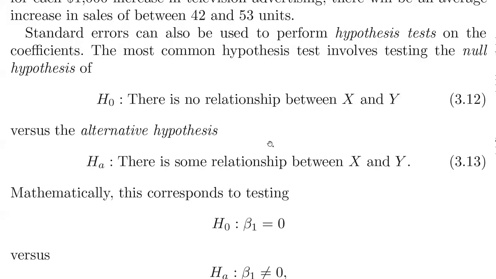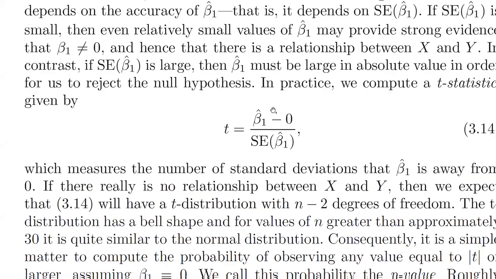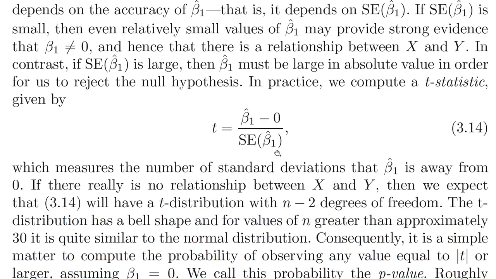When we say a T statistic, it just so happens that to test the hypothesis that there is a relationship between X and Y, for example, the null hypothesis is that there is no relationship. To test whether there is no relationship between sales and newspaper advertising expenditure, you calculate this value. And this is known as a T statistic.